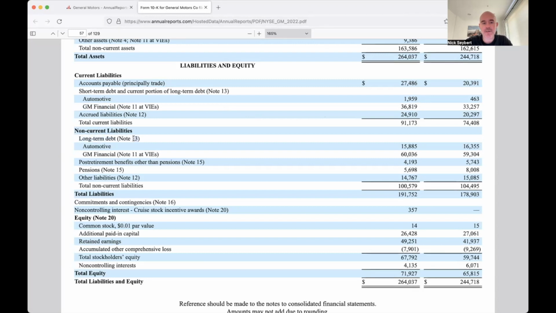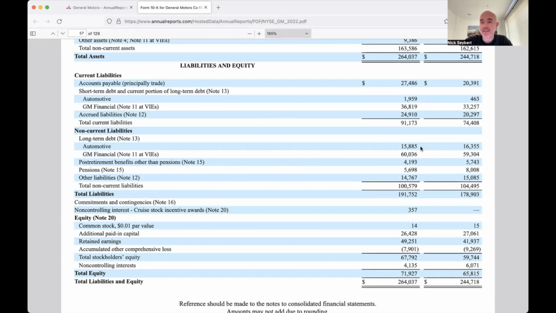You can read about that in footnote 13. Oh, by the way, not all companies tell you right there where the footnotes are. They're not all that nice. That's why I use the search function usually. They've also got automotive and GM financial long-term debt.